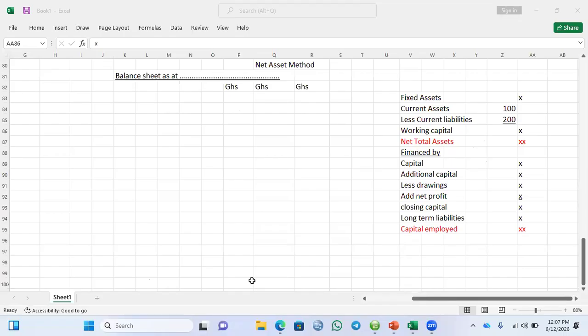Please, does it mean that the working capital is equal to the current asset minus the liability that the business has? So current asset minus current liabilities, right? Yeah. So when you add all of them, you get the total assets. So this is how the format runs. First, bring your fixed assets, then go and find your working capital. When you add the working capital to the fixed asset, then you get the net total asset.